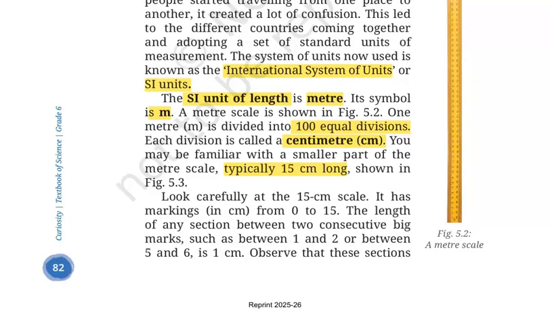All right, so if you look carefully at a 15 centimeter scale, you will see it has markings in cm from 0 centimeter to 15 centimeter. All right, the length of any section between two consecutive big marks, such as 1 and 2 or between 5 and 6, is 1 centimeter.